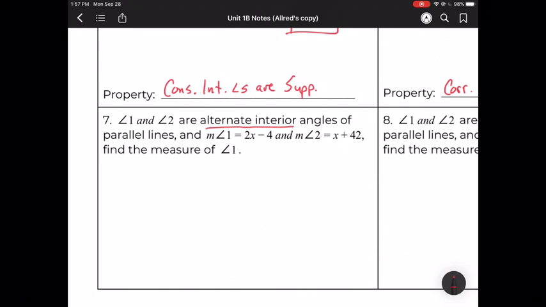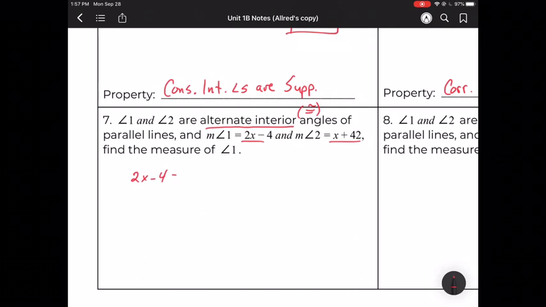Angles 1 and 2 are alternate interior angles, which are congruent to each other. Remember, alternate interior are congruent. There's only a couple angle pairs that are supplementary. Those are linear pairs and consecutive interior angles. So all other angle pairs in this lesson are congruent. That means angle equals angle, and so I can set up that equation.